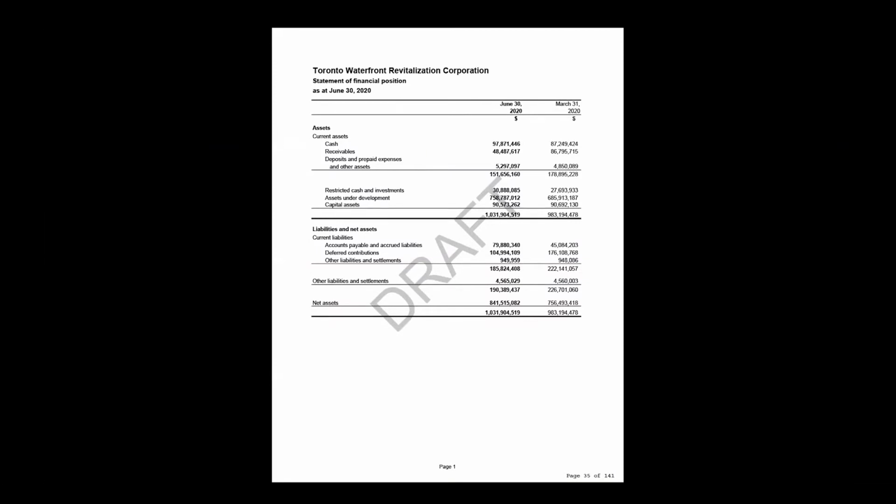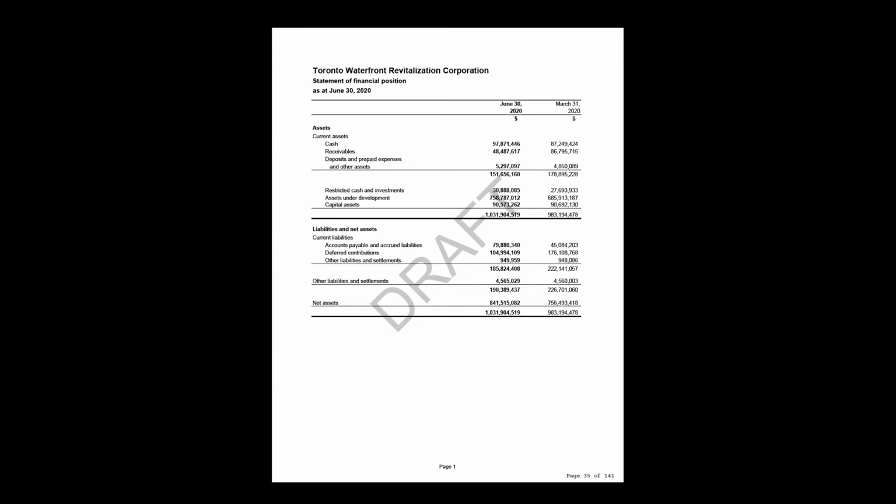This is just the unaudited financial statements for the 3 months from April 1st, 2020 to June 30th, 2020. Just some key highlights in the statement of financial position and statement of financial activities, and that should be it. I can draw attention to page 35, which is the statement of financial position. Key items are cash. Cash at 97.8 million, which is 98 million, is high as a result of the working capital for the Portlands. If you go down under liabilities, you'll see deferred contributions of 105 million. Again, if you look at the cash and deferred contributions, they are in alignment. And that's basically the working capital that we get from the city for the Portlands expenditures.